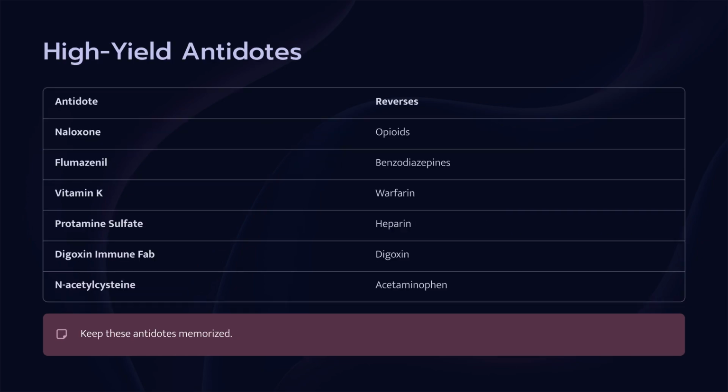Memorizing antidotes is high yield for exam success. Know that naloxone reverses opioids, flumazenil reverses benzodiazepines, vitamin K reverses warfarin, protamine sulfate reverses heparin, digoxin immune fab reverses digoxin, and N-acetylcysteine reverses acetaminophen toxicity.